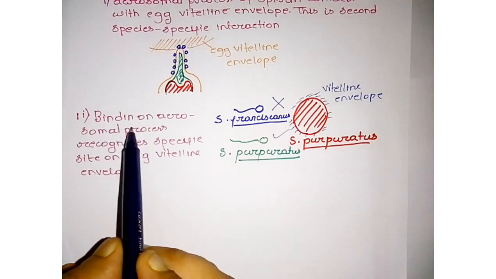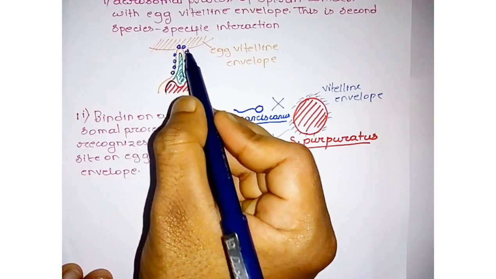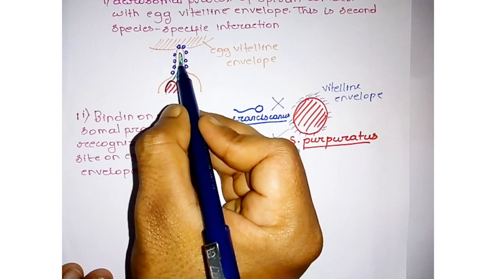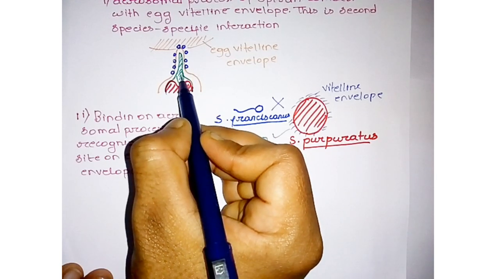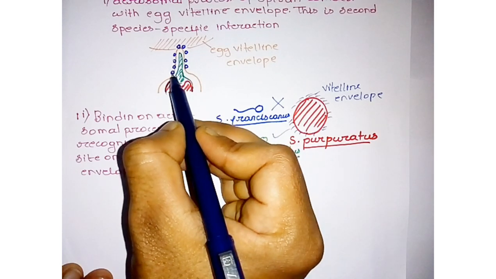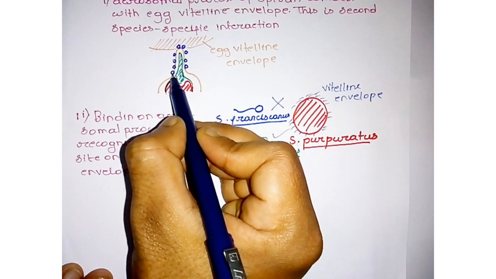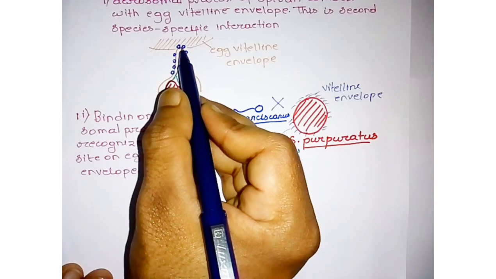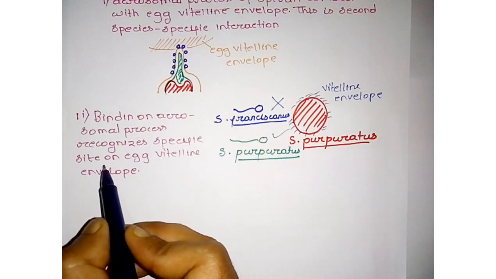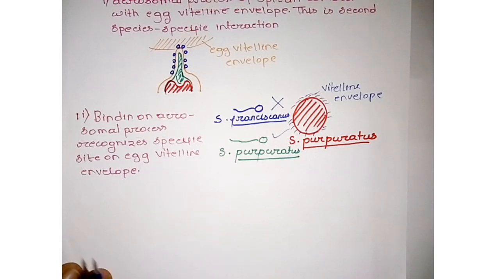So these are the binding on the acrosomal process. This is the acrosomal process, this is the actin microfilament, and this is the nucleus. So this structure is the acrosomal process. The acrosomal process is surrounded by a special type of structure known as binding proteins, which recognize a specific site on the egg vitelline envelope.